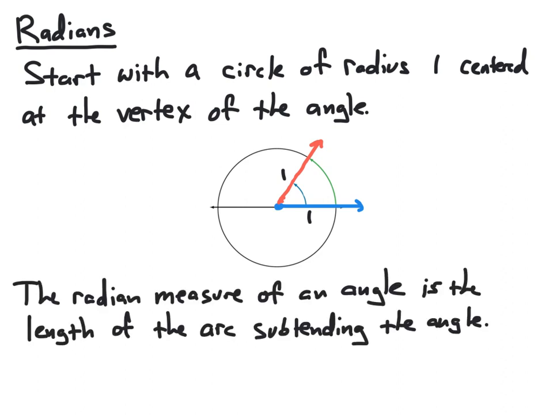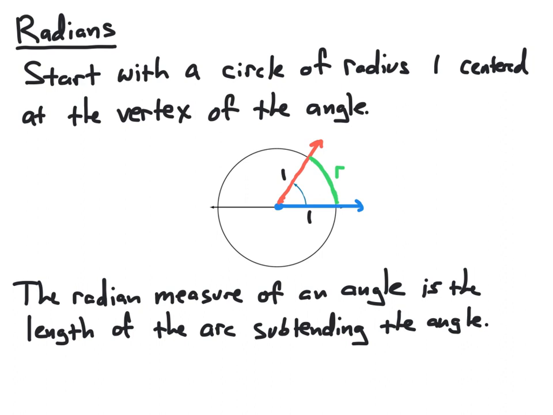The radian measure of this angle is going to be defined as the length of the arc that subtends the angle. So in this particular case, we have this arc right here, indicated in green, that spans from the initial side to the terminal side. And this will have length r. And so this particular angle will have a radian measure of r radians.